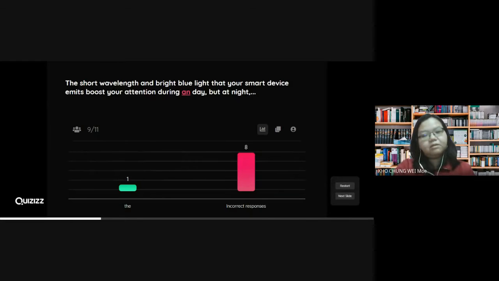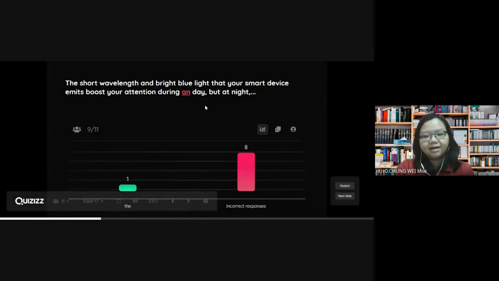Wow. Most of you got it wrong. Only one person got it correct. That's right, the answer is the. Okay? Boost your attention during the day. Day here means siang, hari siang. It doesn't mean one day itself, right? It means the bright part of that day. So it's during the day. Right, so replace and with article the, that's correct. And day is definitely wrong.